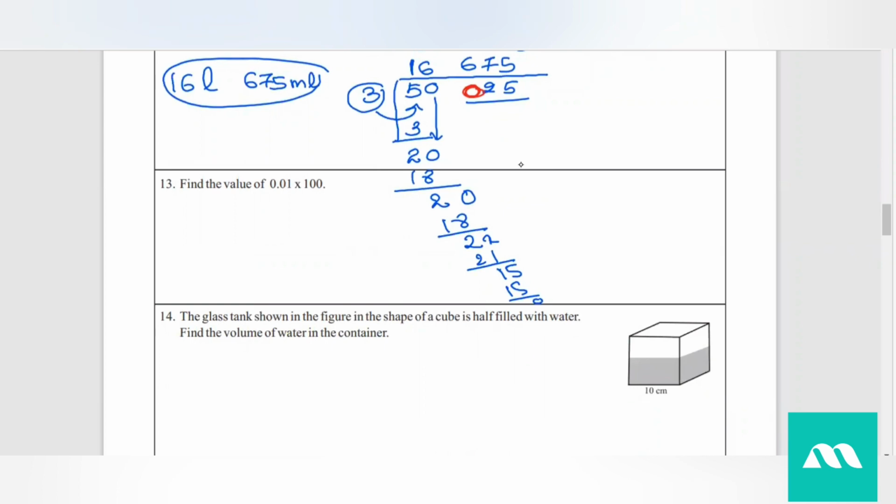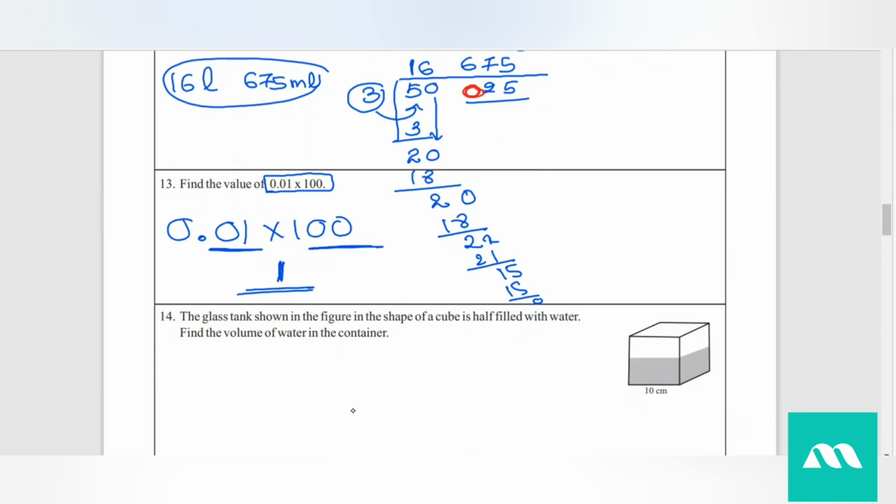Okay, have you finished? Let's move to the find the value of. Now here when you have to multiply a decimal number with a number with zeros, remember that the decimal places are removed for the number of zeros. Look at here, there are two decimal places and two zeros. That means these two decimal places can be cancelled for the two zeros. So the answer is 1.